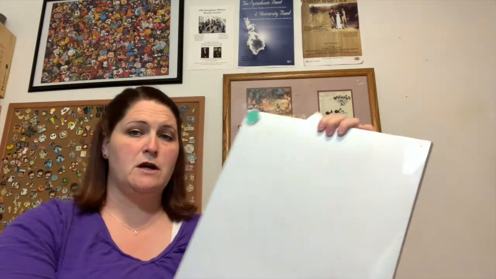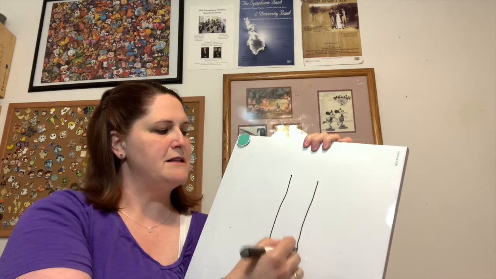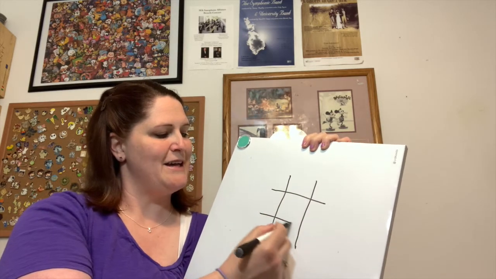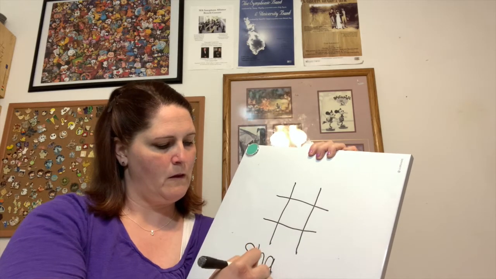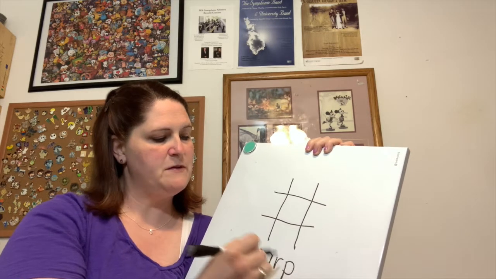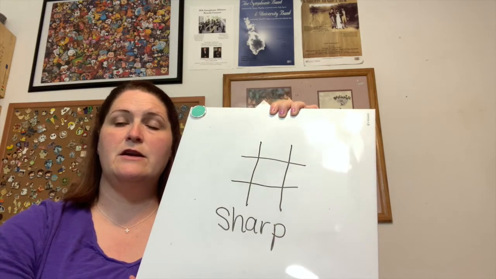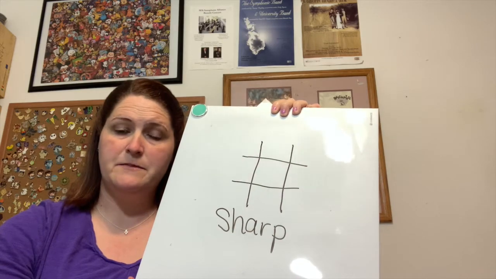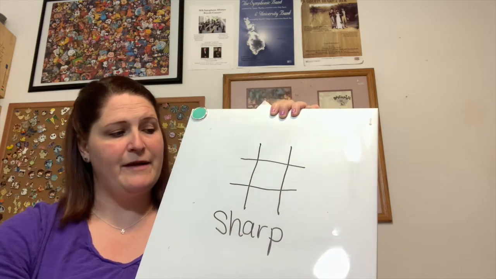So the first one that we're going to talk about is the sharp sign. It's what everybody says, oh, that looks like a hashtag. It does look like a hashtag, okay? This is your sharp sign. If you see a sharp sign in front of a note, then you should raise that note a half step. So that means you're going to go up in sound, in pitch, by a half step.